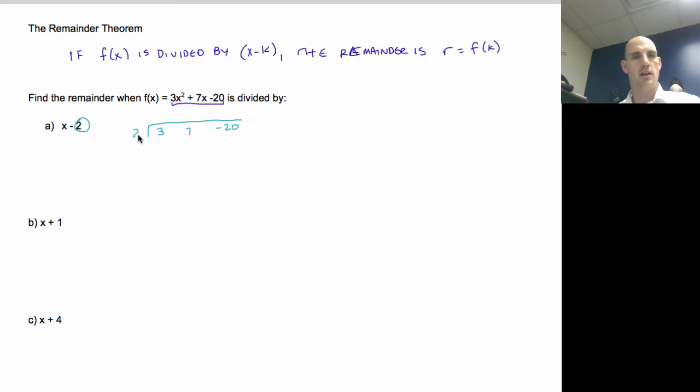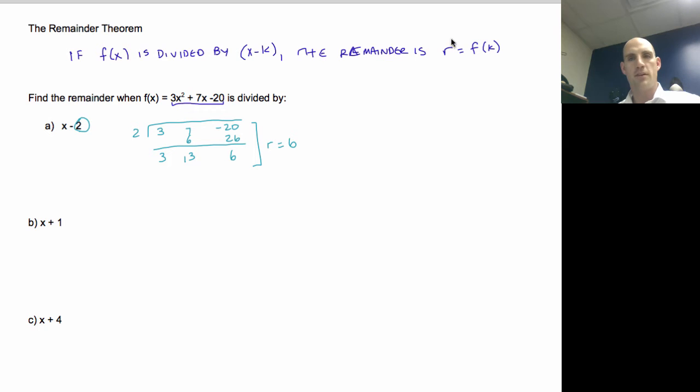So that goes here. Bring down my 3. 2 times 3 is 6. When I add, I get 13. When I do 2 times 13, I get 26. When I add, I get 6. So it seems that my remainder is equal to 6.